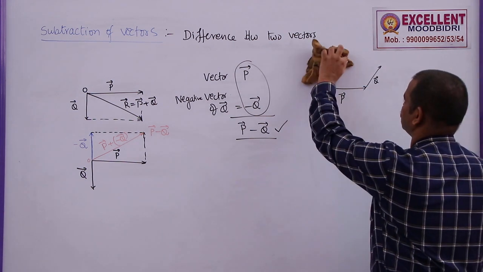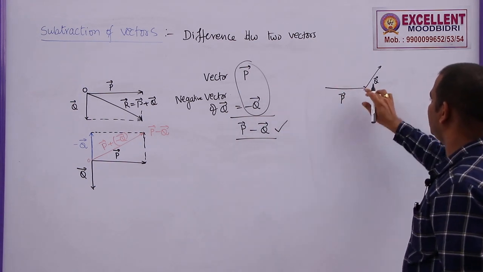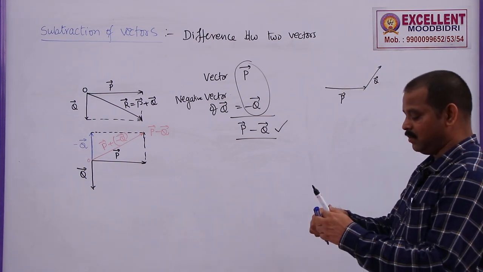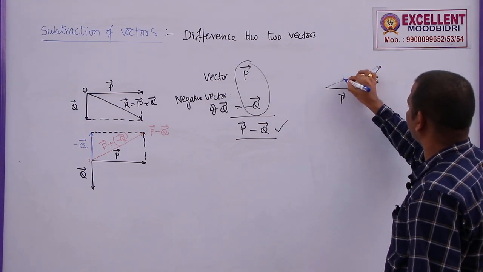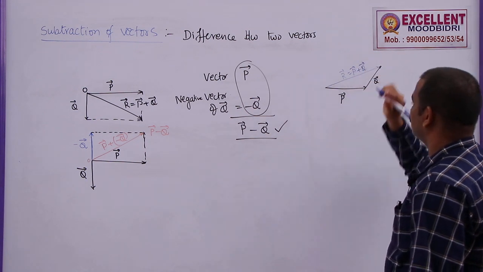Actually I am not removing it, I am displacing this vector. So this is P bar, this is Q bar. What is the sum of these two vectors? The sum of these two vectors, or the resultant of these two vectors, is given by this line. R bar is equal to P bar plus Q bar.